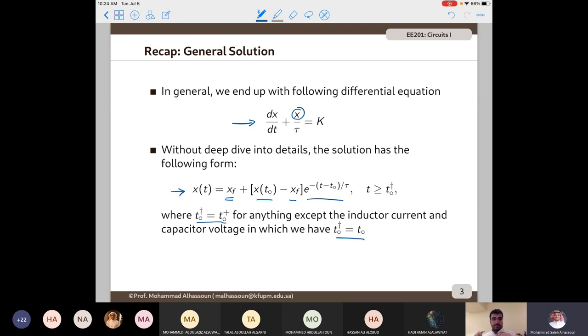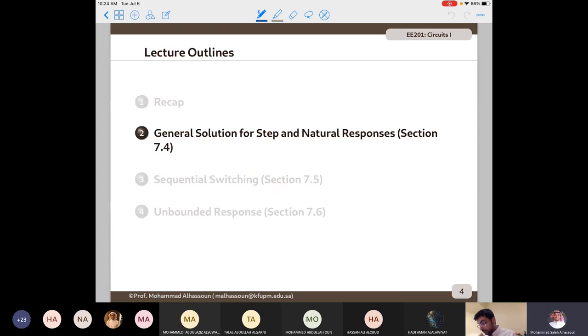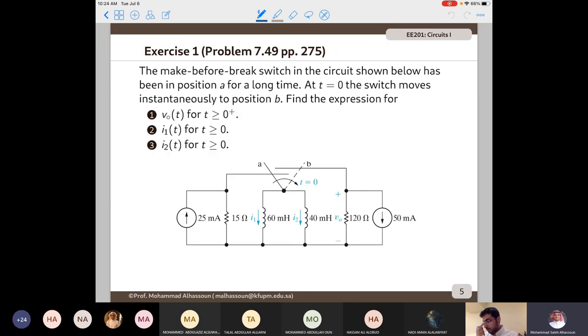So we have a standard form, and all we need to do is fill in the missing terms here, or fill in the coefficients, if we can express them as coefficients. So if you recall from last time, we have one exercise left in this section, 7.4, and let's try to tackle this problem.